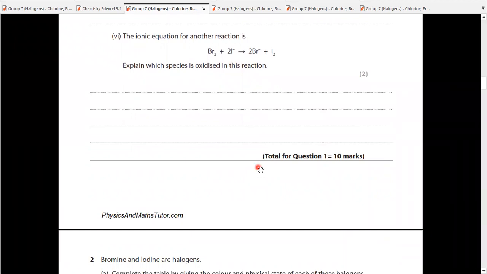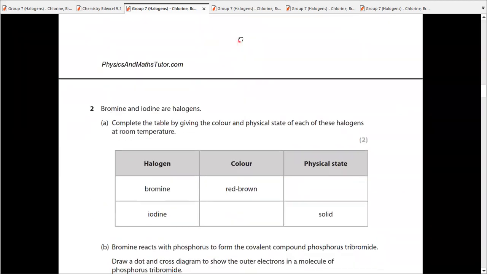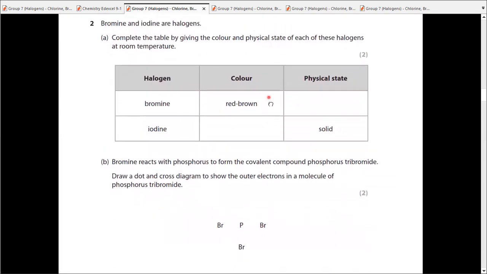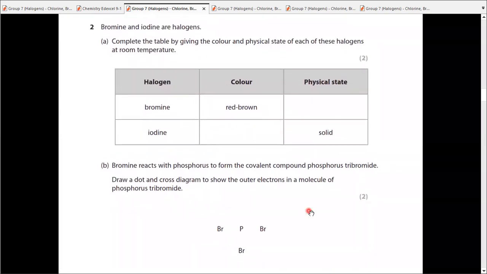Okay, the ionic equation for another reaction is bromide plus iodine. This is also oxidation reduction. Okay, let's skip it. Let's stick to halogens since that's not a part of the chapter. Okay. Question number 2.